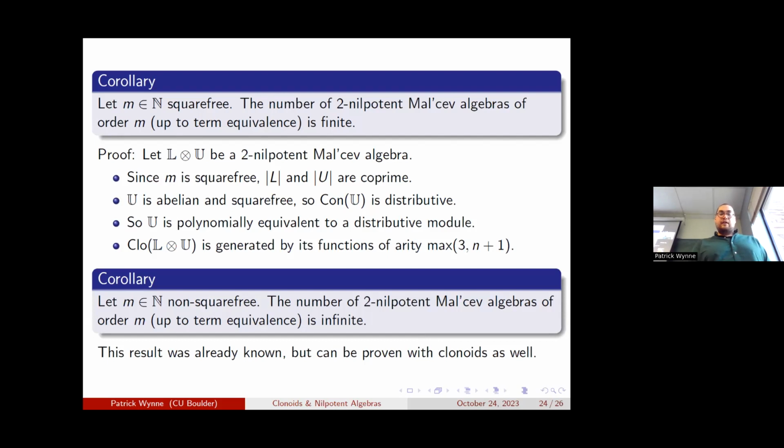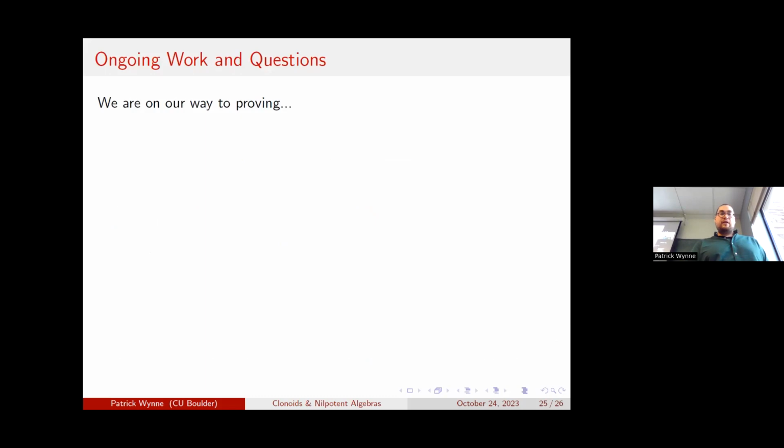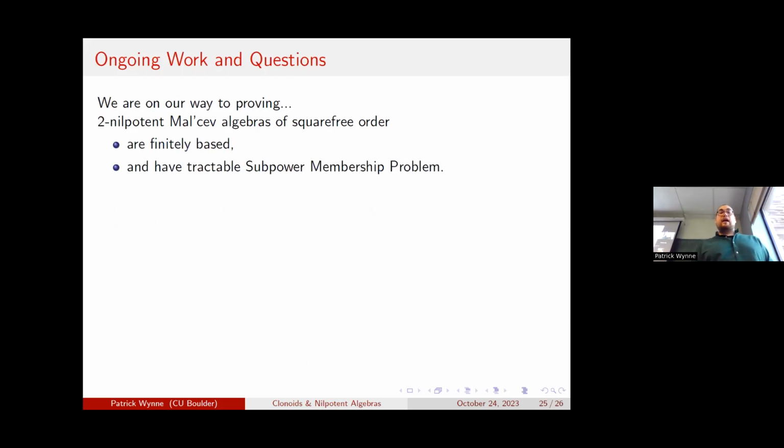Okay, so that's I guess the main results then for this talk, and I'll just leave with some future work and some questions. So right now we want to understand for a 2-nilpotent Malcev algebra of square-free order. We know how many there are. Sure, that's all well and good. We'd like to know, are they all finitely based, and do they have a tractable subpower membership problem?